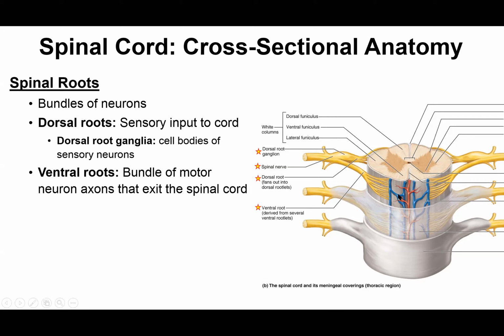On the ventral side, the anterior side, right? So this, as a reminder for us, this side is anterior and this side is posterior. And so our ventral roots are bundles of motor neuron axons that are exiting the spinal cord, right? So we're sending signals out. Okay.